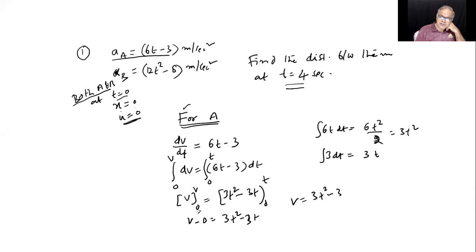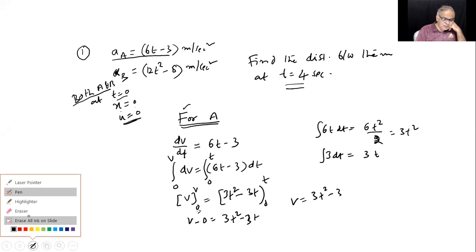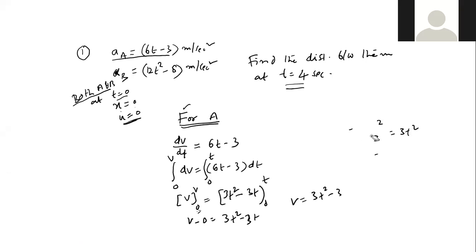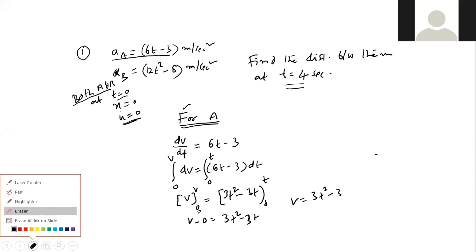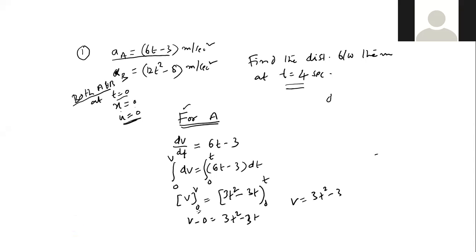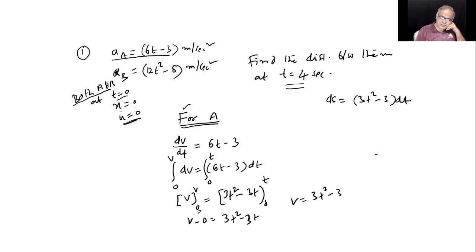But S is not over yet. It's a long question, right? So what should I do now? Tell me, v is what? ds by dt. So ds equals (30t square minus 3t) dt. If you understand it, you need not write so much. Yes, sir. So S equals straight away 30t cube by 3.